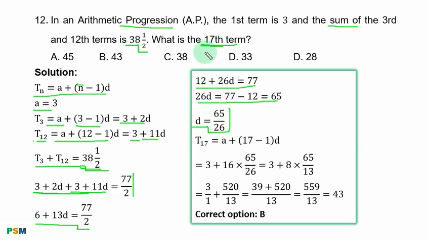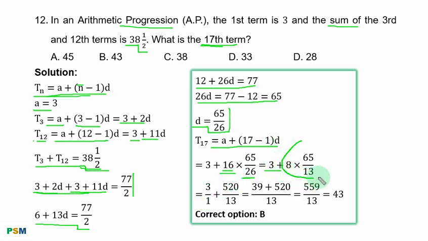For the 17th term, you come here and replace N with 17 in this form. The first term is 3 plus 17 minus 1 is 16 times common difference. If you reduce 16 and 26, you have 8 and 13. So you have 3 plus 8 times 65 over 13. You can write 3 as over 1.